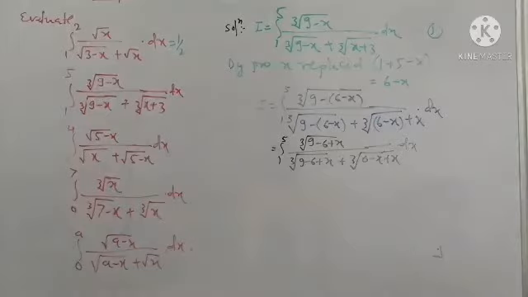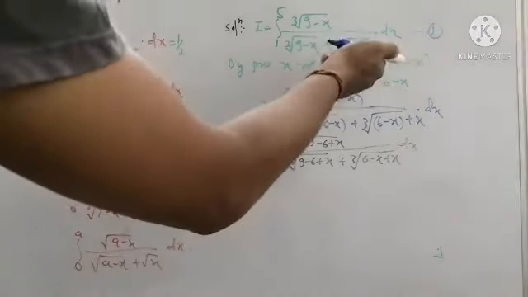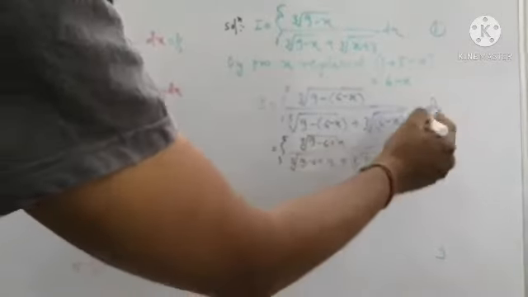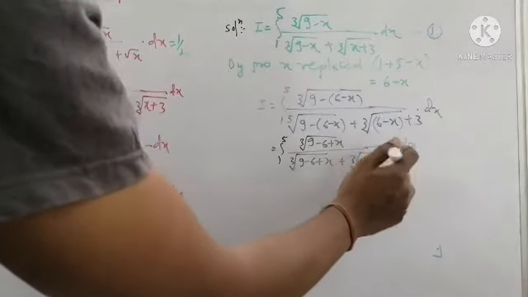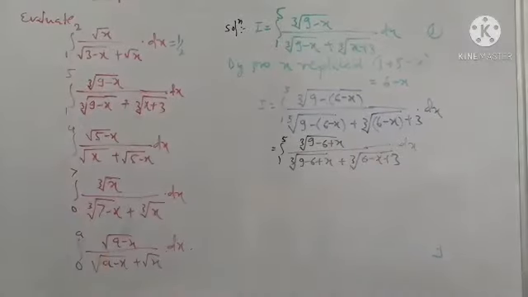Now we do the simplification. Sorry, in the second term x plus 3 is there, so we put here plus 3. So don't make these simple mistakes. If you make mistakes, then the answer will be wrong.